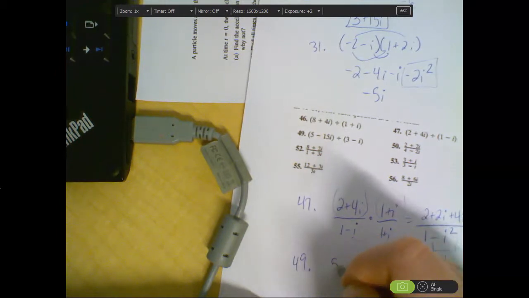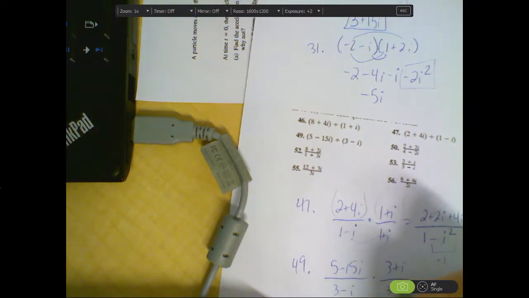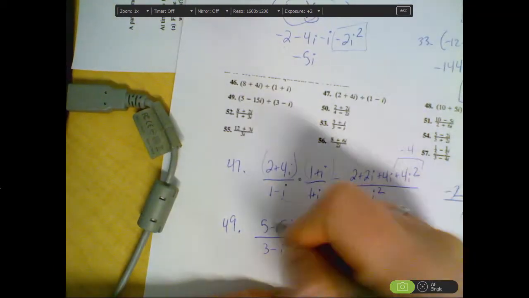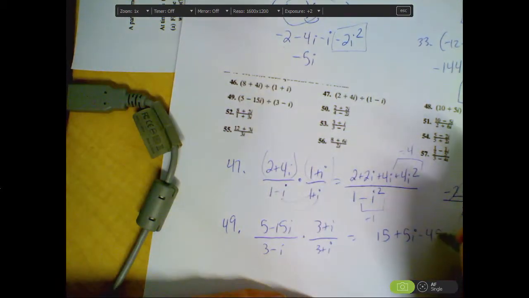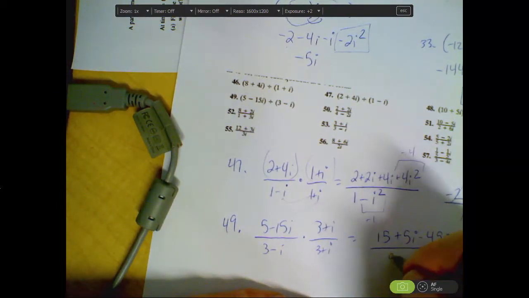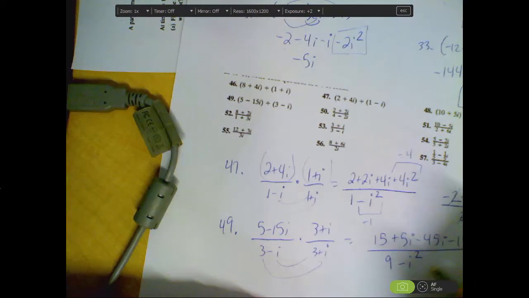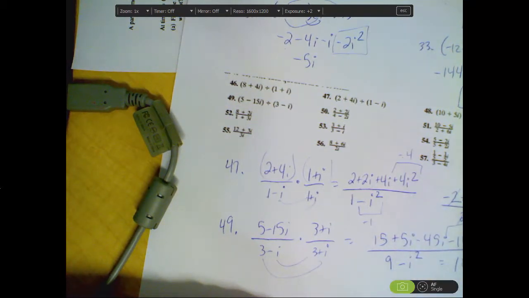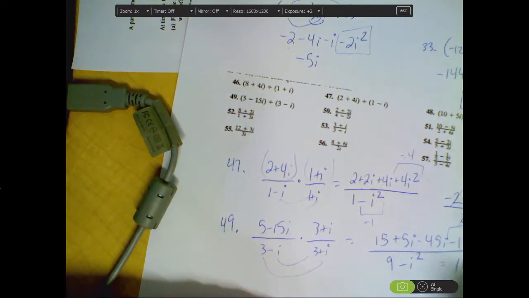49. Multiply by 3 plus i over 3 plus i, the conjugate. 5 times 3 is 15. 5 times i is plus 5i. Negative 15 times 3 is negative 45i. Negative 15i times i is negative 15i squared, all over 9 minus i squared. Again, the outside and the inside will always cancel out. So the bottom becomes 10. Up here we have a 15 and a plus 15, so that's 30. 5 minus 45i is negative 40i, all over 10. Reduce everything by 10. 3 minus 4i is your answer.